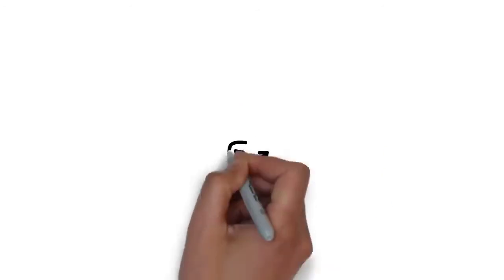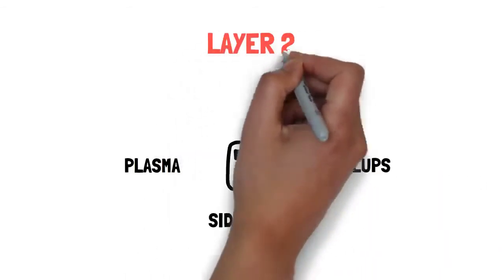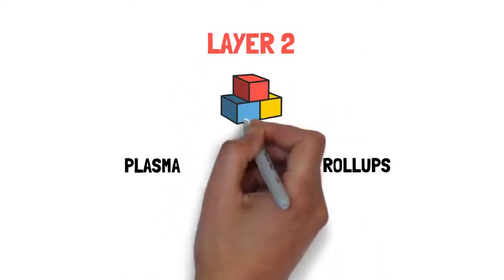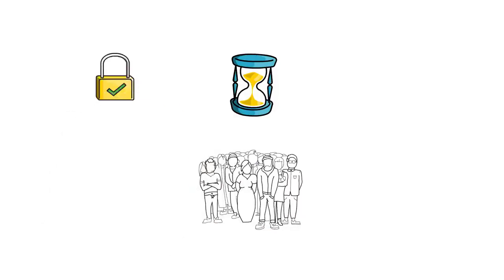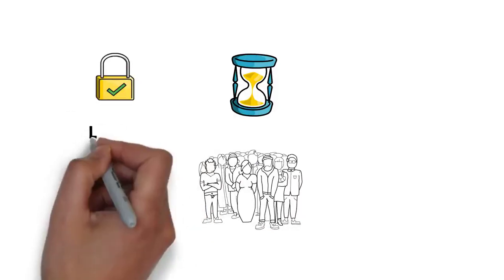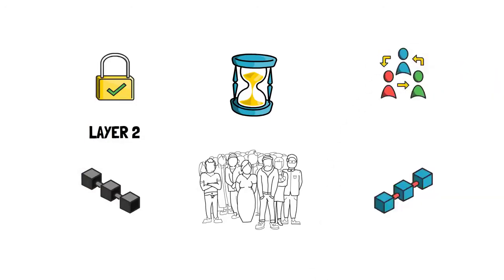Initially, all scaling solutions, such as sidechains, Plasma, and rollups, were classified as Layer 2 solutions, as they are built on top of Layer 1. After a while, the Ethereum community started differentiating between scaling solutions fully secured by the Ethereum main chain, Layer 2, and other scaling options with their own consensus mechanisms, sidechains. At the moment, pretty much all scaling solutions are classified as either one or the other.